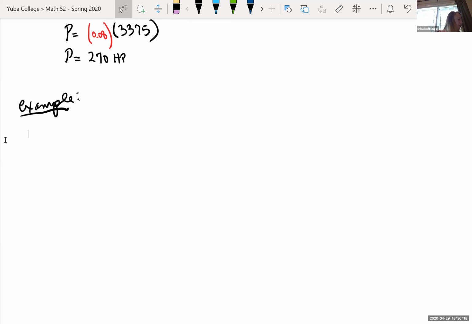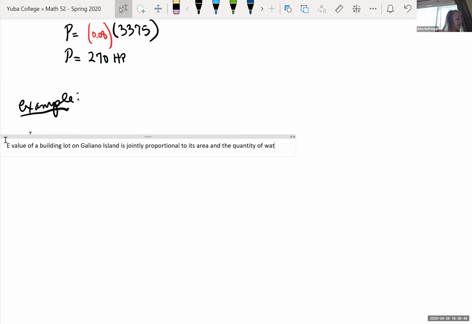Value of a lot, that kind of sounds cool. The value of a building lot on Galliano, and I don't know if I'm pronouncing that right, island is jointly proportional to its area and the quantity of water produced by a well on the property.